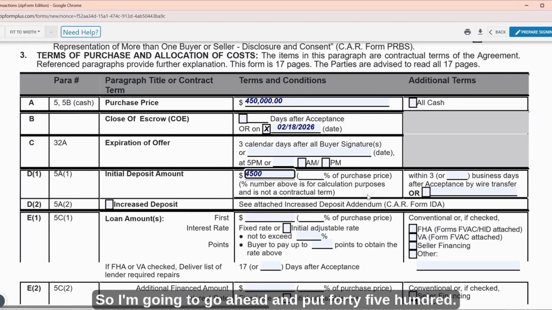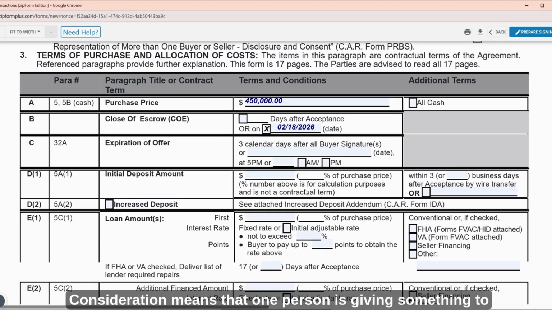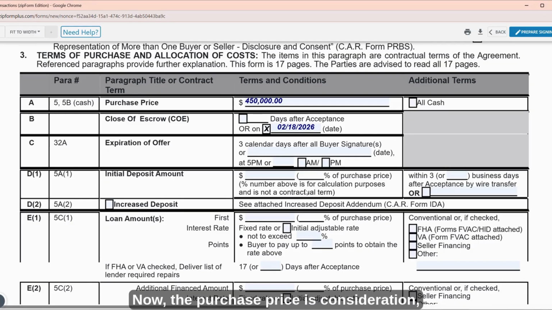So I'm going to go ahead and put $4,500. There's no requirement that this be 1% or that it be any exact amount. The only thing is you must put something here. You can't just leave it blank or put 0. For this contract to be binding, there has to be consideration. Consideration means that one person is giving something to someone else and they're giving something back. Now, the purchase price is consideration, but that earnest money deposit is a crucial part.